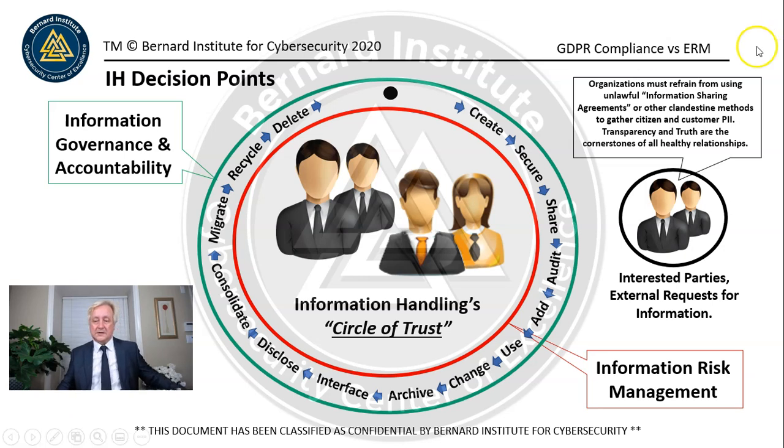Other clandestine methods to gather citizens' information. So we heard recently about a realty company who had a billboard posted in a mall, and when people went up to look at it and touch different pictures and look at different houses or properties for sale, it was taking pictures of them. It didn't ask for permission. It just did that, right? So we have to avoid those types of things.